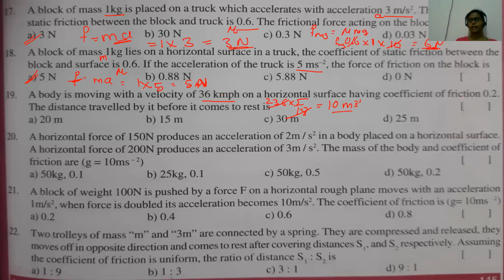So velocity is there and coefficient of friction is there, and before coming to rest. That means this is the initial velocity of the body, and before coming to rest means what children, the final velocity will be 0. Understood? When the body comes to rest, its final velocity becomes 0. Initial velocity is there, and from the coefficient of friction you need to calculate the acceleration. Then you can easily solve the distance traveled by the body.